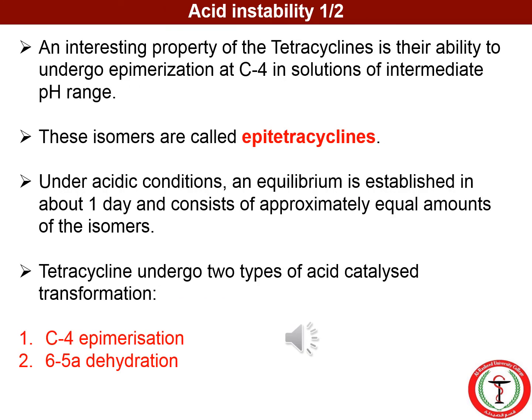This slide and the next two coming slides actually are very important. Tetracyclines show different isomerization in the presence of different acid strengths. The isomers produced under different acidic conditions are called epitetracyclines. Two types of isomers are obtained by tetracyclines in solutions. For example, at medium or intermediate pH, tetracyclines show C4 epimerization, and at strong acid or low pH, tetracyclines show 6,5A dehydration, as we will see in the next two coming slides.